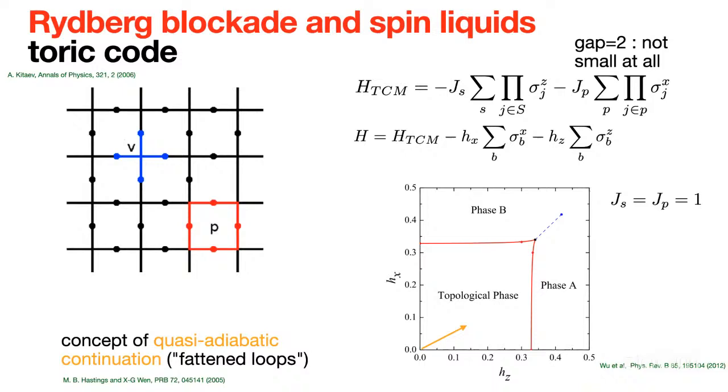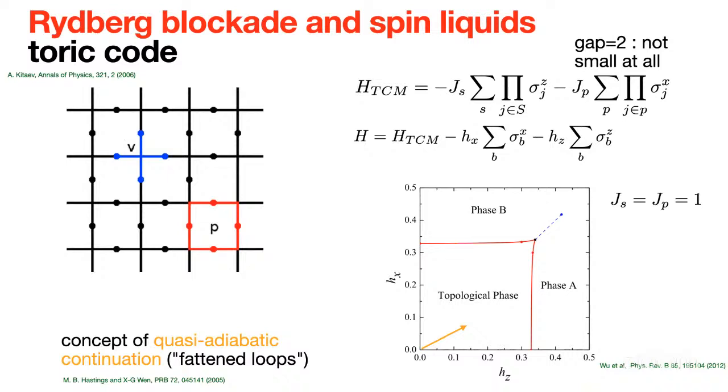There is a star term and a plaquette term. Star term, you see it in blue, and you have 4 spins interacting, say, sigma z, product of them. And then you have a plaquette term, again 4 spins. And now it's the product of the sigma x operators. These two terms commute, and we put here a minus sign, so the ground state is found where each of the eigenvalues here and here is +1.